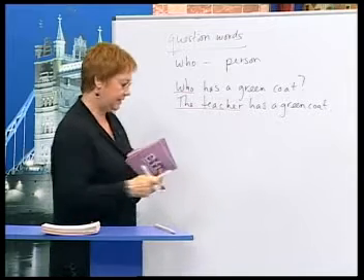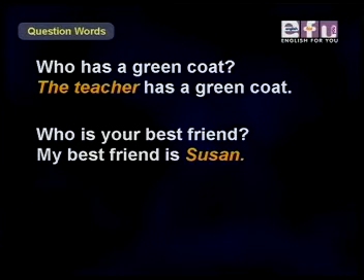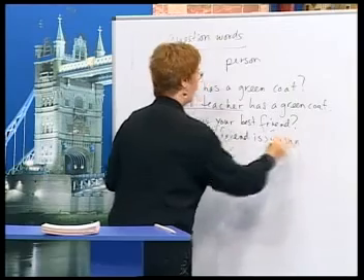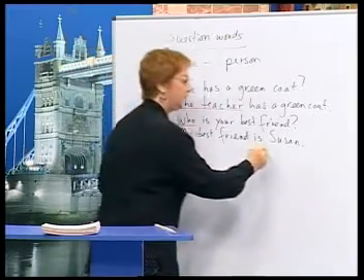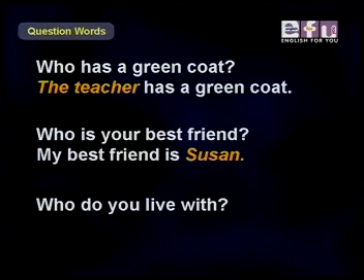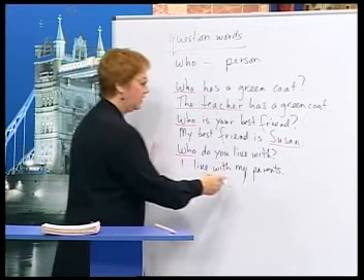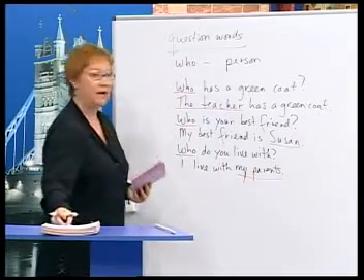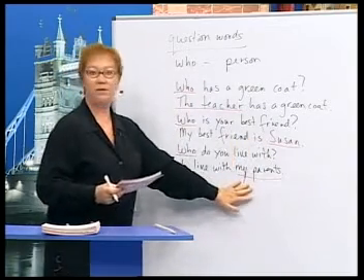Another example. Who is your best friend? My best friend is Susan. And one more example. Who do you live with? I live with my parents. So this question is about a person: the teacher, Susan, or my parents.